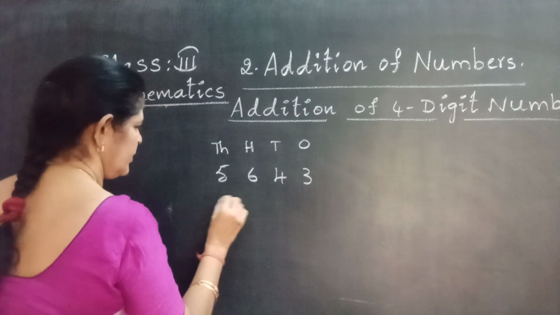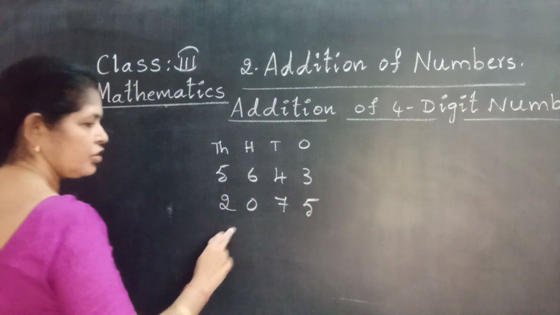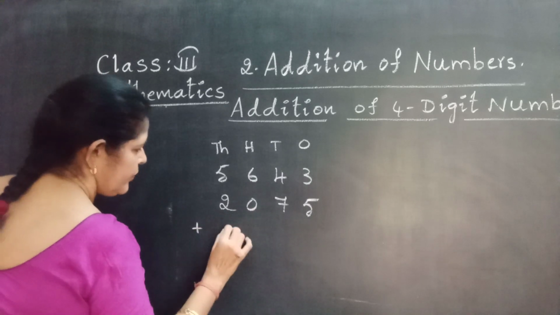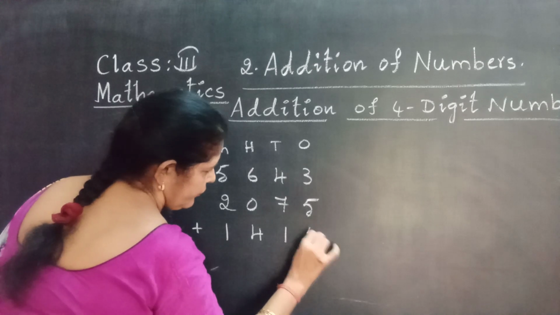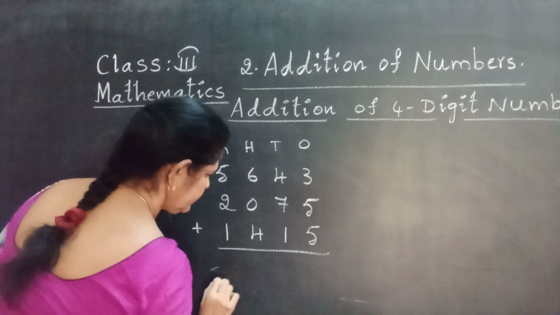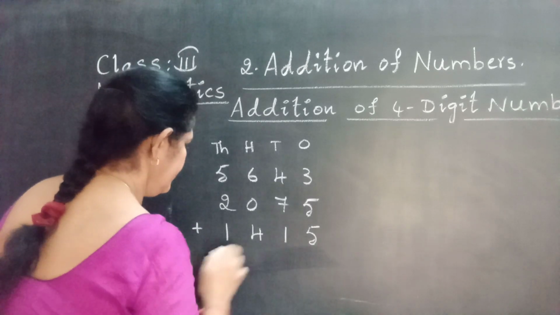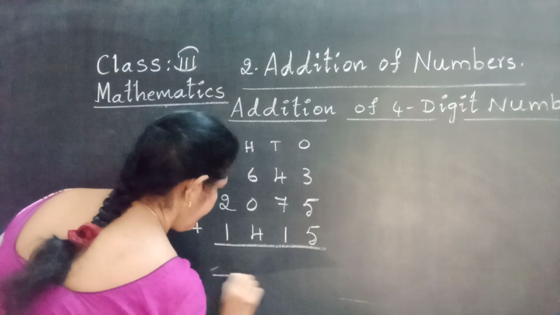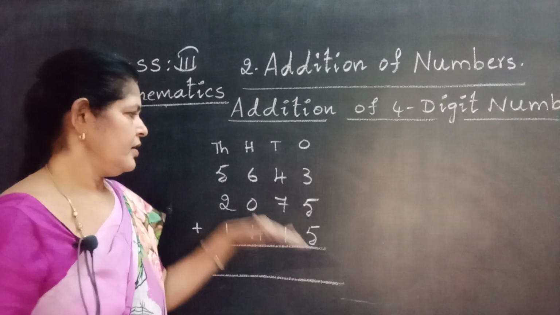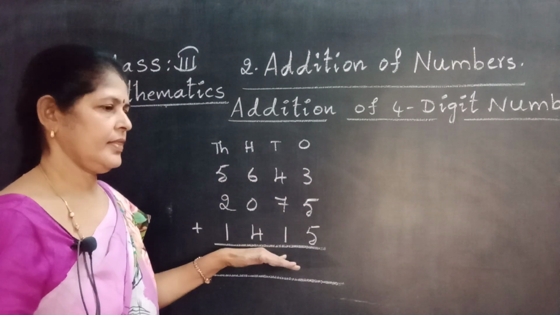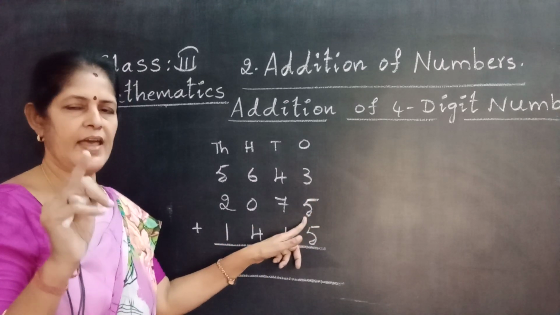5,643 plus 2,075 plus 1,415. Add these 3 numbers in the same process. Start from ones. First number, second number, third number. Adding ones. Take 3 fingers, 5 after 6, 7, 8.